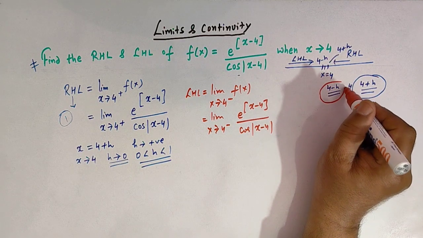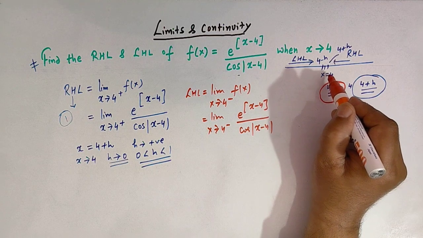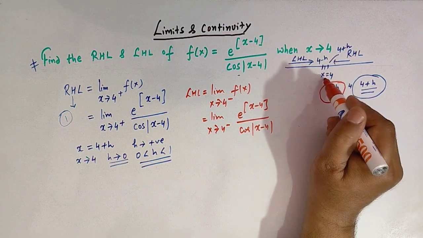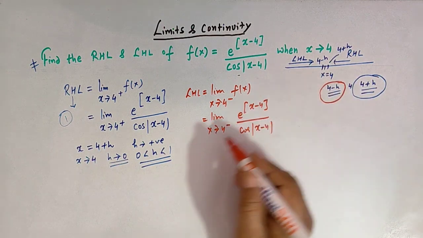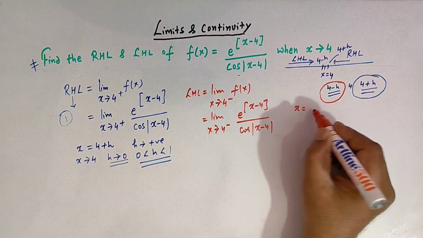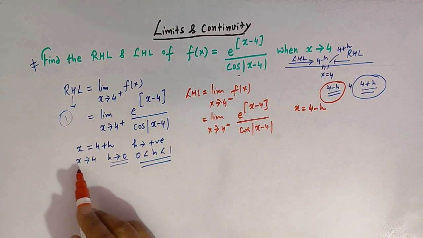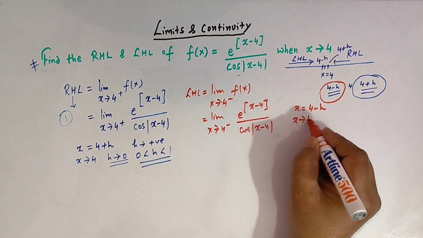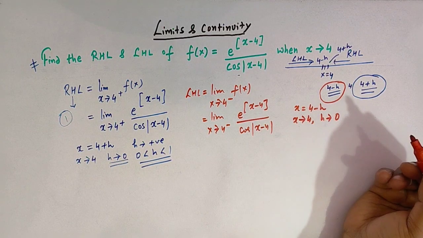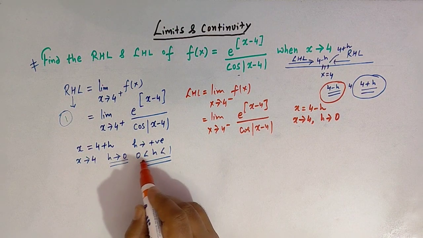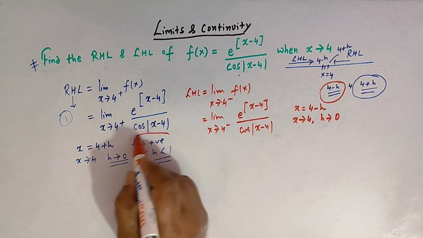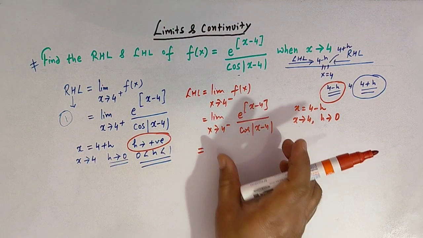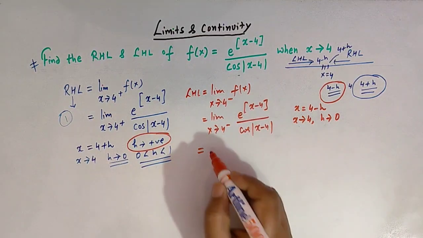So in this case, we have a point in the neighborhood of x is equal to 4, but towards the left of x is equal to 4. So here we'll take x is equal to 4 minus h, and the other conditions remain the same. So when x tends to 4, obviously h tends to 0, and h lies between 0 and 1, and h is a positive quantity, right? So now we can transform this expression in terms of h.